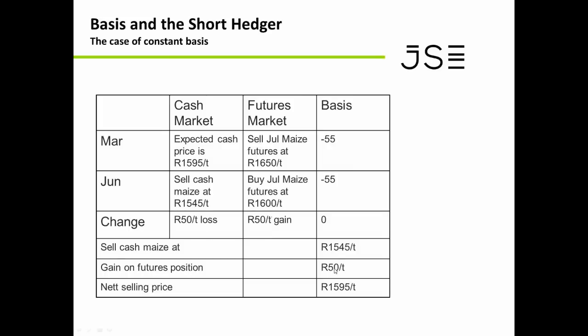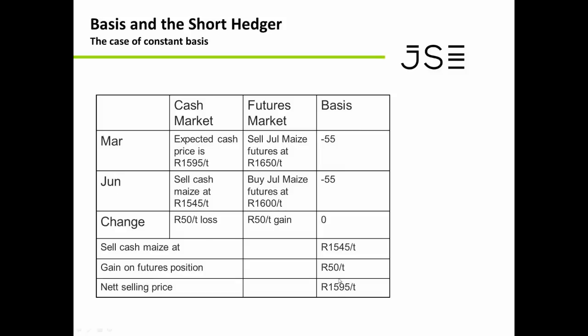So that gain of 50 rand there, and we see that the net selling price is 1595 rand per ton. And we see that in June, his net selling price is exactly the same as what we expected in March, because there was no change in the basis. So as a result, our hedge gave us exactly the expected result.